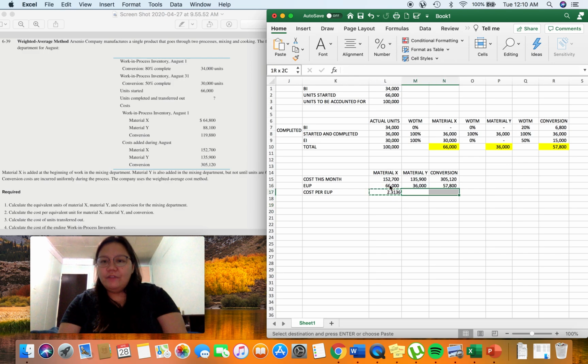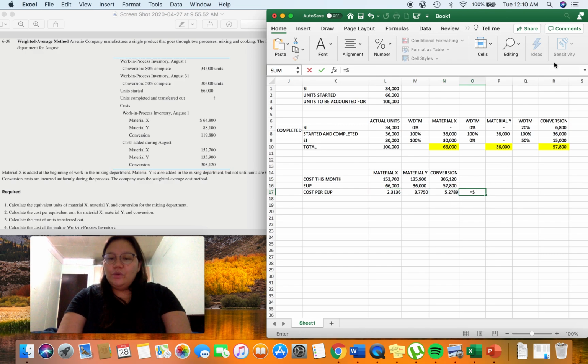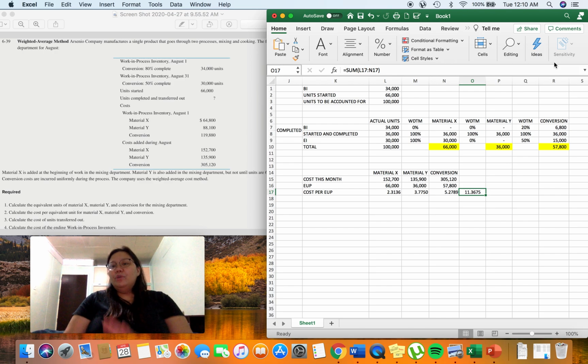Okay? So we copied the same formula for material Y and conversion. I'm not sure kung ito buo ba to, 3.775, sakto ba siya or what. Pero yung sa conversion, I think butal din siya. So, just like what we did earlier, compute for the sum, para mas madali, we have 11.3675. Diba? Yan po yung magiging total cost per EUP. Okay? So, we're done with step number 4.